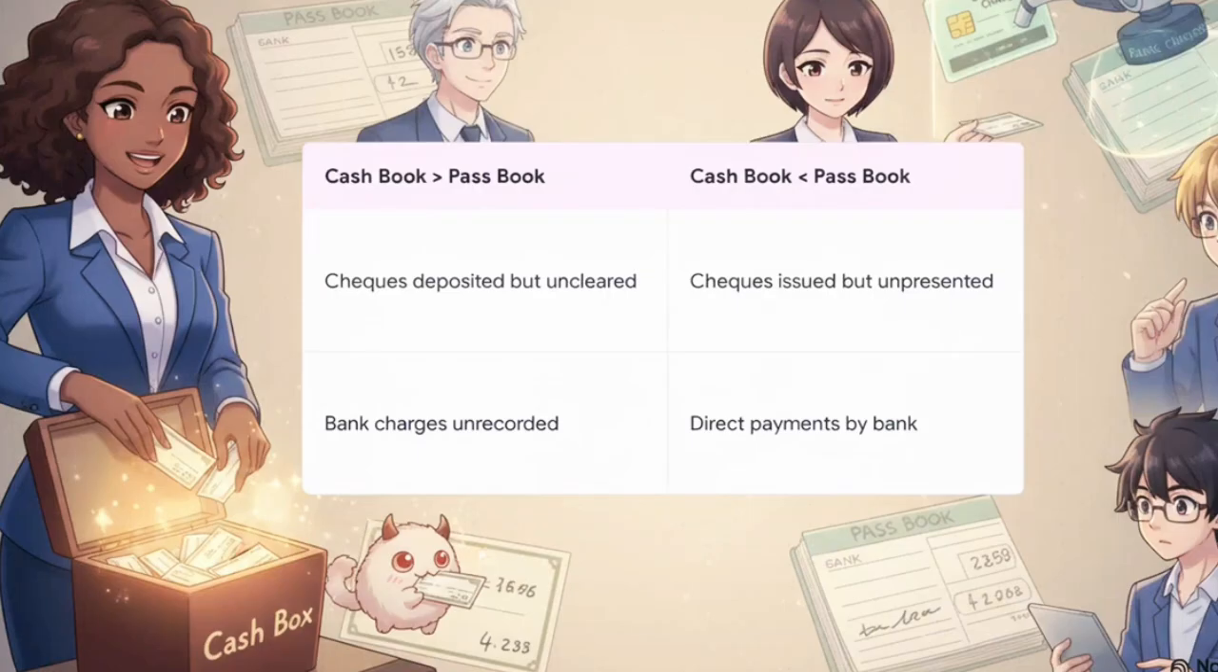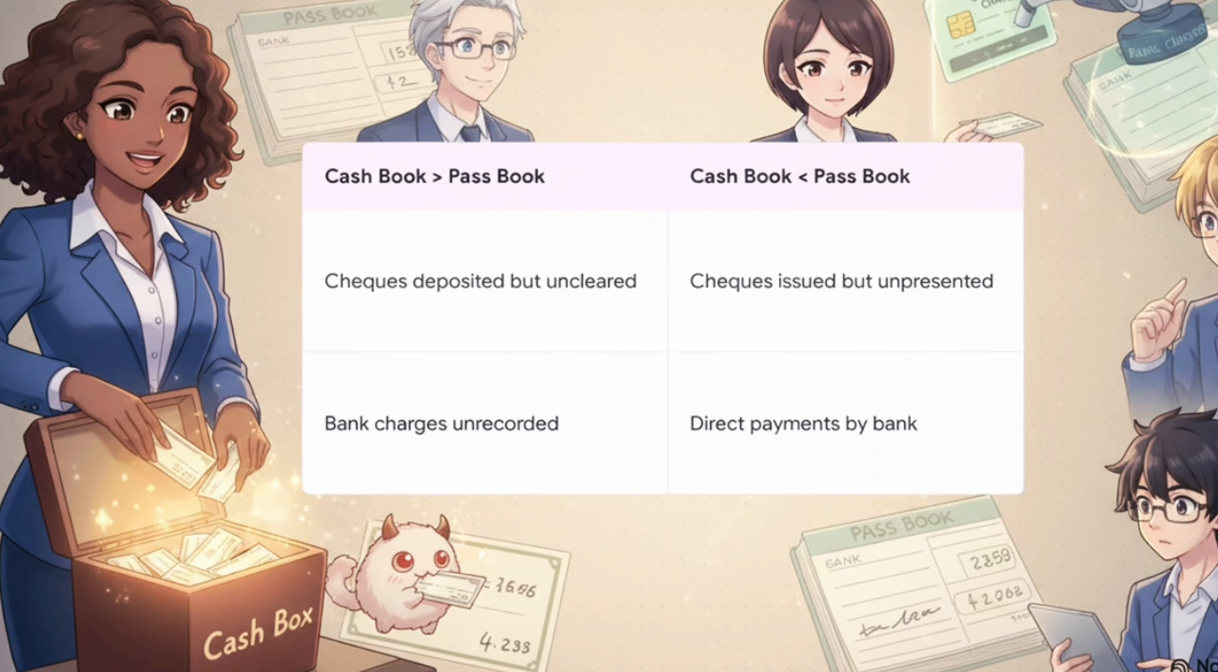We can systematically categorize these timing differences into 2 main scenarios. First, sometimes your cash book balance will be greater than the passbook. For instance, when you deposit checks into the bank, you immediately bump up your cash book balance. But if the bank hasn't cleared them yet, the passbook balance is still sitting lower.